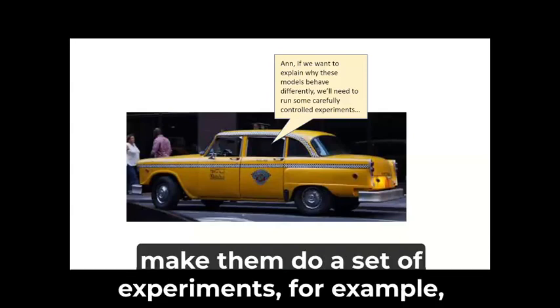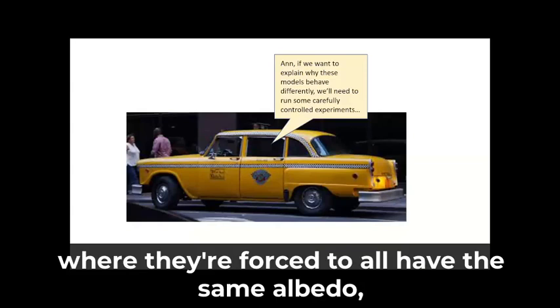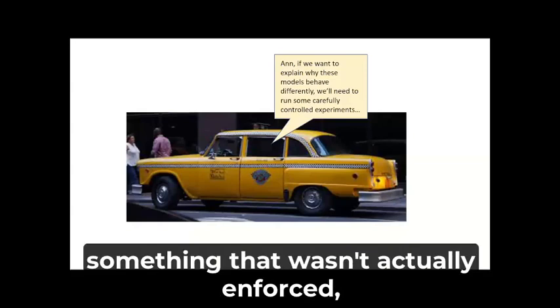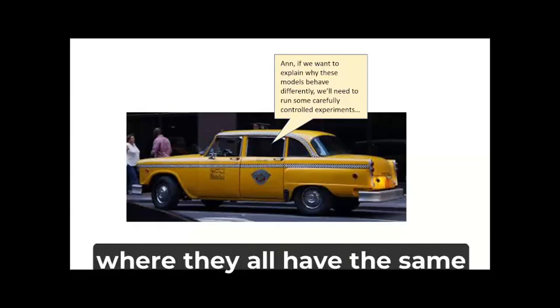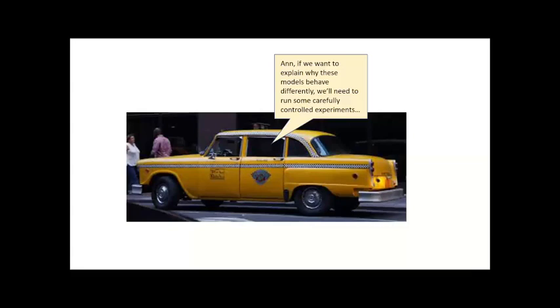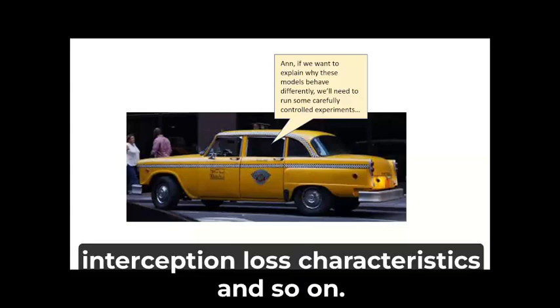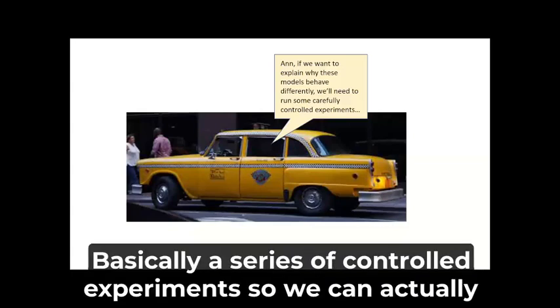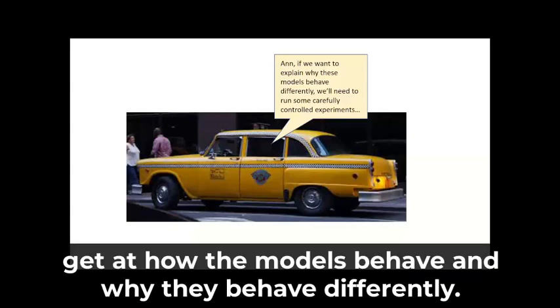Do a set of experiments, for example, where they're forced to all have the same albedo, something that wasn't actually enforced, where they all have the same interception loss characteristics and so on. Basically, a series of controlled experiments so we can actually get at how the models behave and why they behave differently.